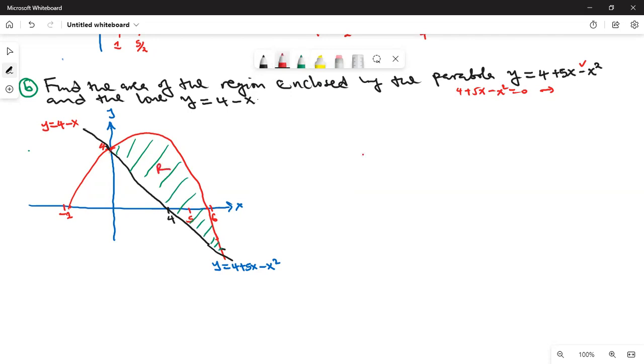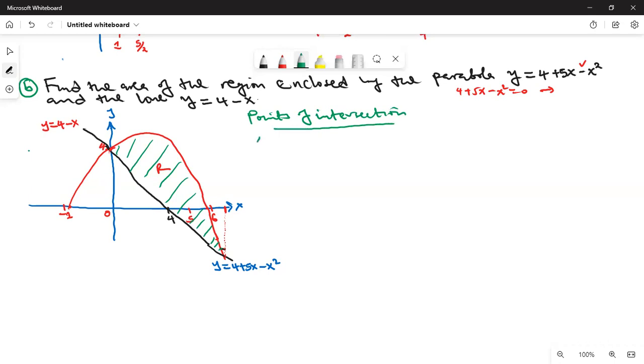So where the points of intersection, they are meeting when x is 0. And I also need to know the coordinate here. I also need to know at this other point, what is the x value? So we need to find points of intersection. Points of intersection, we solve those two simultaneously.